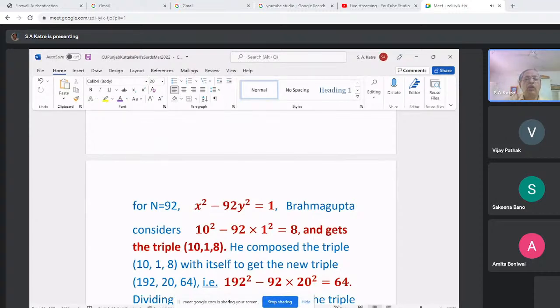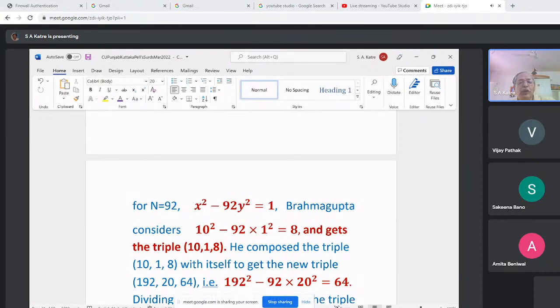Now, he first of all gets a trial solution, which is not an actual solution. Suppose you take x equal to 10, then x square is 100. And if you take y equal to 1, then 92 into 1 square is 92. The difference of these two quantities is 8, which is small in some sense. Actually, we want the right hand side to be equal to 1. And at present, we have got 8 by this trial method.